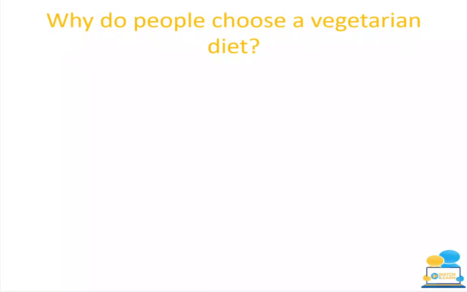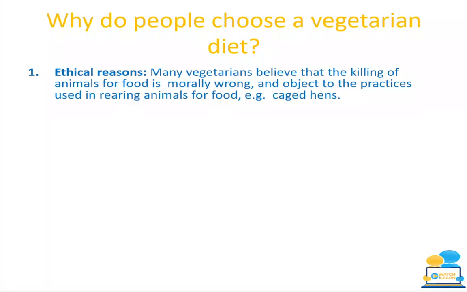So why do people choose a vegetarian diet? So the first reason would be for ethical reasons. So many vegetarians believe that the killing of animals for food is morally wrong. And they object to the practices used in the rearing of animals for food. So for example, people won't eat caged hens or your battery hens.